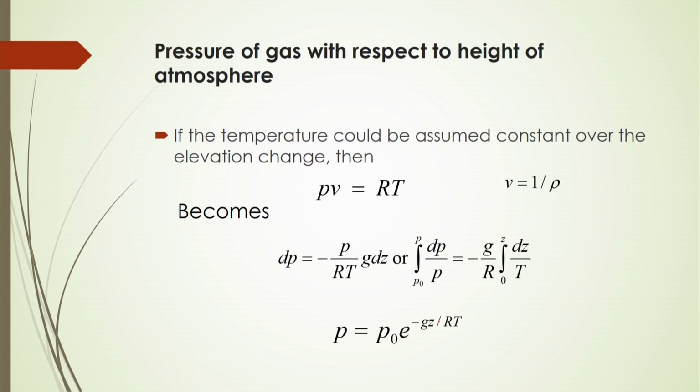Again, pressure of gas with respect to height of atmosphere: you can say that if the temperature could be assumed constant over the elevation change, then we can say P v is equal to R T. So, in that case v is equal to 1 by rho, that becomes dP equals minus P by R T g dz, or if you integrate this from P 0 to P, we can have the relationship P is equal to P 0 into e to the power minus g z by R T. So, in this case we are considering an ideal fluid, where the temperature could be assumed constant over the elevation change.